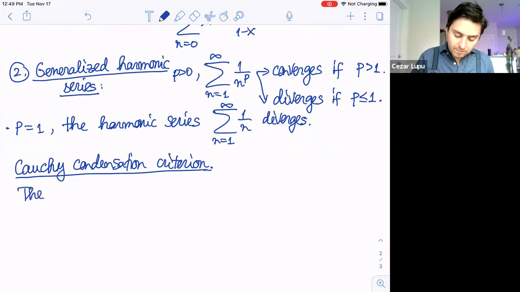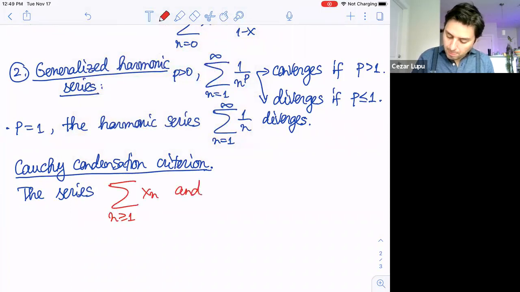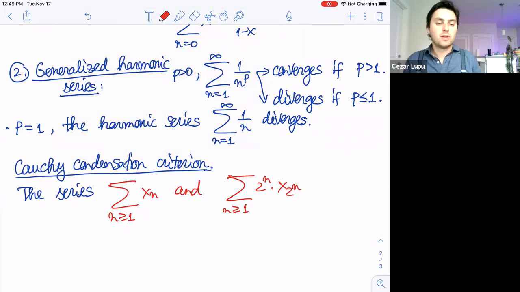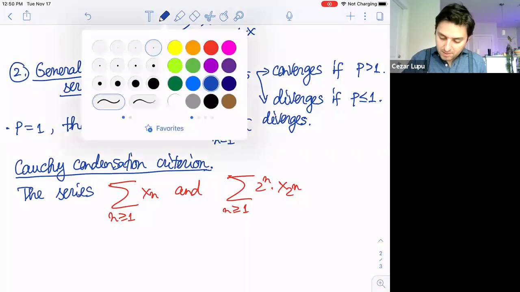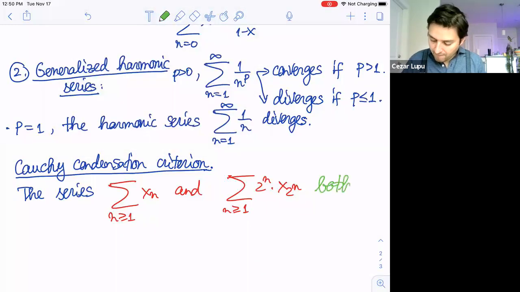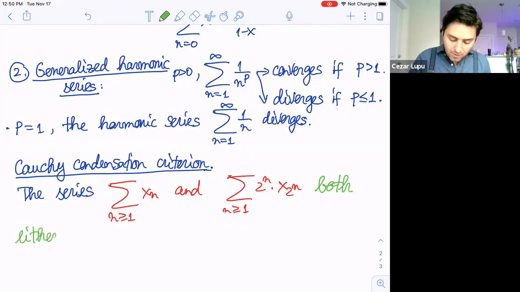The series, these two series, the sum of a_n and the sum of 2^n times a_(2^n), have the same nature. What do I mean by that? Both converge or both diverge. Let's just write it this way: both either converge or diverge.